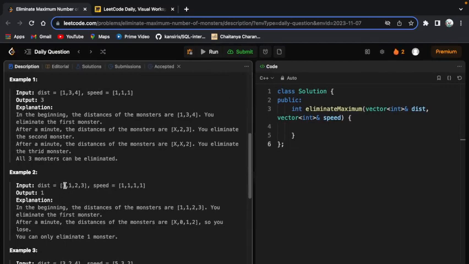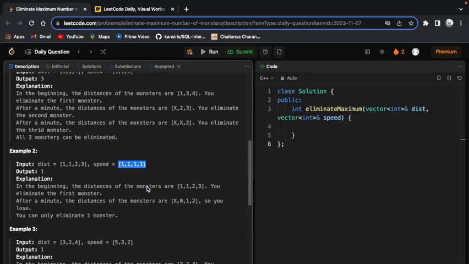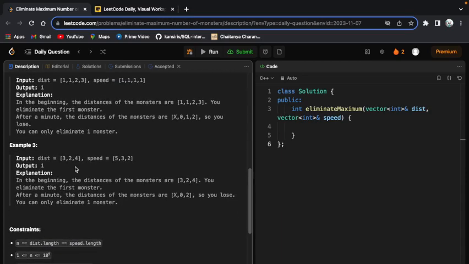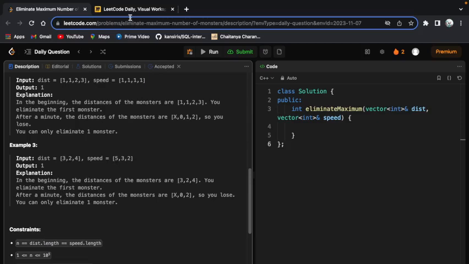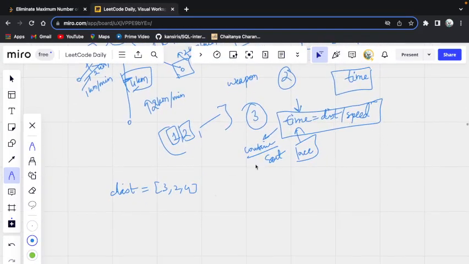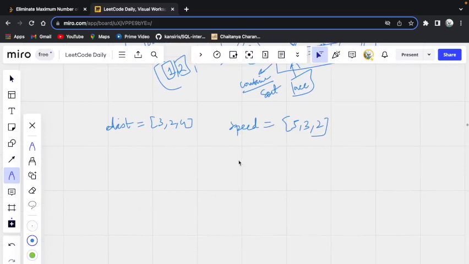So here we are given the distances as 3, 2, 4, and the speeds given to us are 5, 3, 2. All right. Now let's draw the situation for this particular test case.